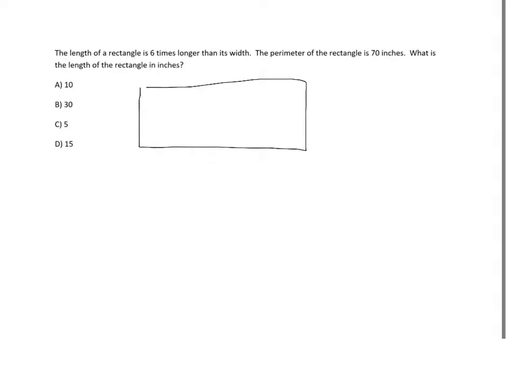So I'm going to call this W for width, and of course the one on the bottom is what? L for length. And it also says that length is 6 times longer than its width. So that means it's 6W, right? The length of a rectangle is 6 times longer than its width. There you go. All right, so if this is W, this is also W. And the one on top is also L, which is also the same as 6W. Okay?